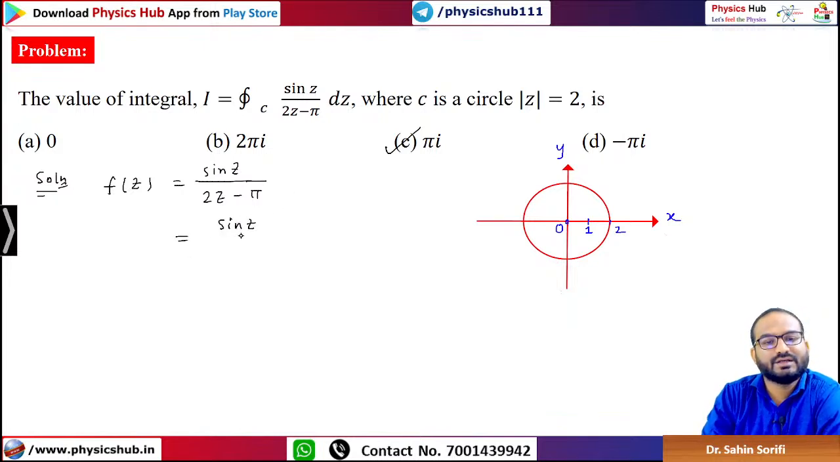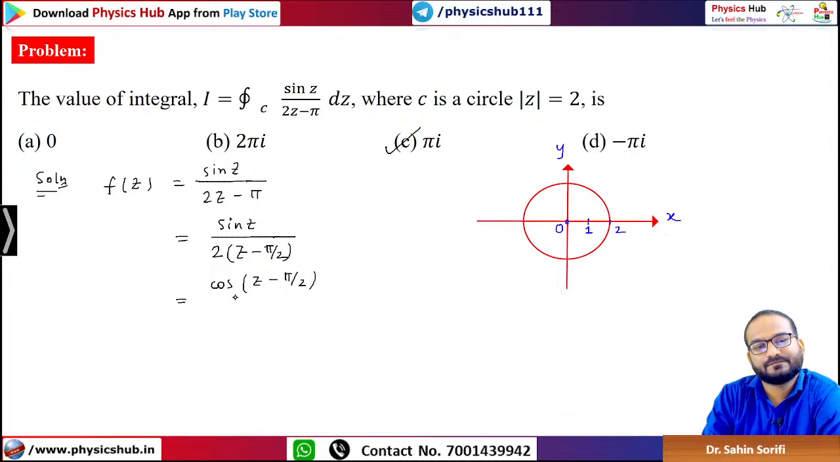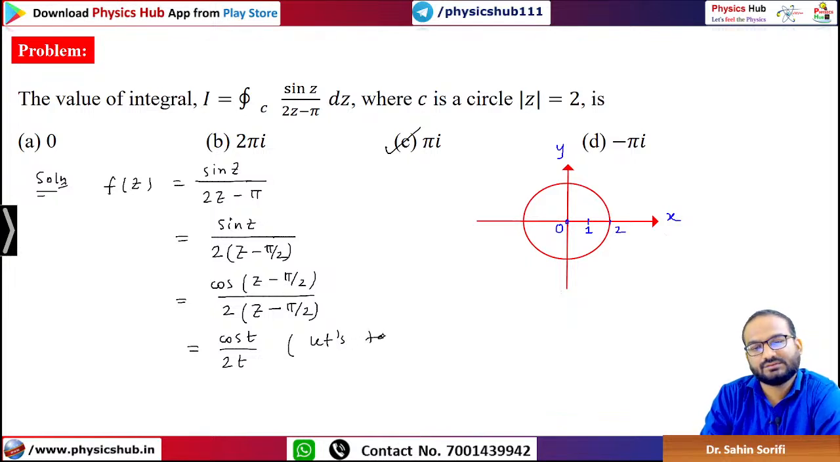Sin z divided by 2 times z minus pi by 2. Sin z we can write as cos of z minus pi by 2, divided by 2 times z minus pi by 2. Now let's say z minus pi by 2 is equal to t. So cos t divided by 2t.